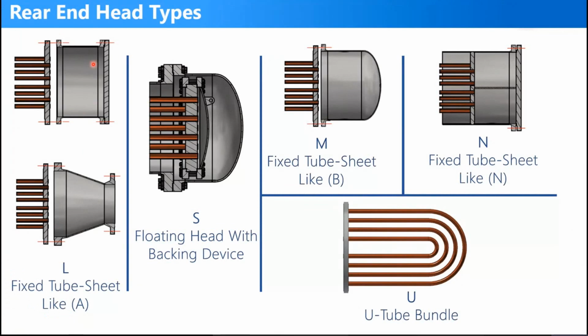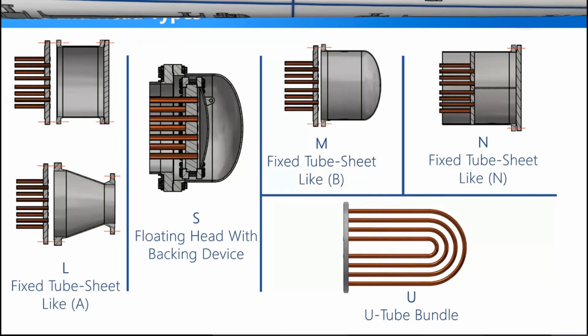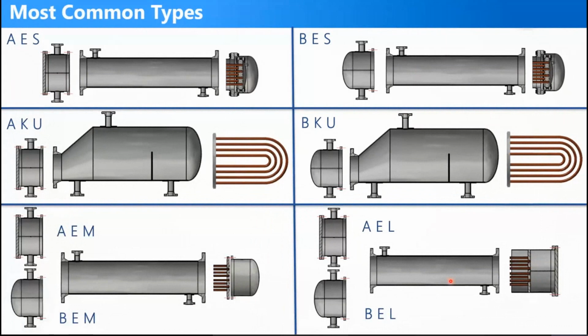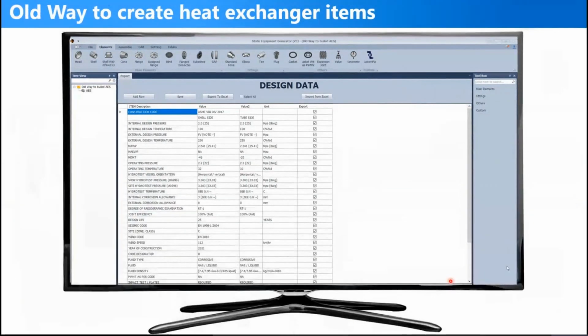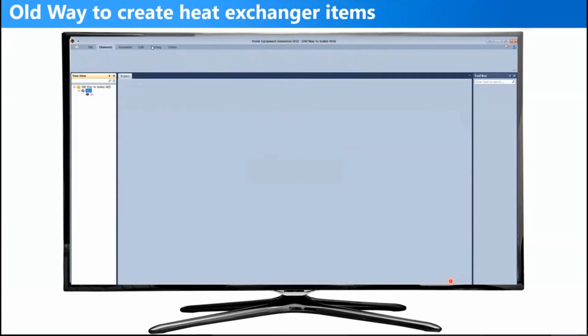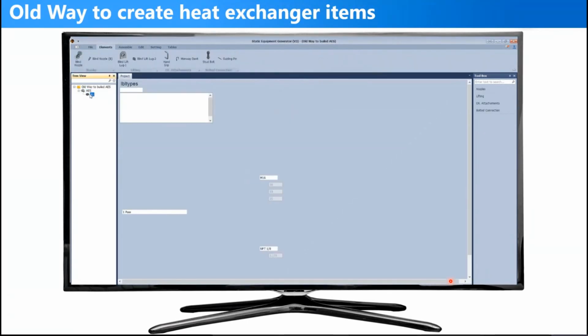Some of the most common types of heat exchanger are AES, BES for the kettle type, or AEM or BEM, so you have the ability to make that. In this video, I will show you how to add items of the exchanger manually, if you would like to generate the exchanger element by element instead of using the exchanger tool.